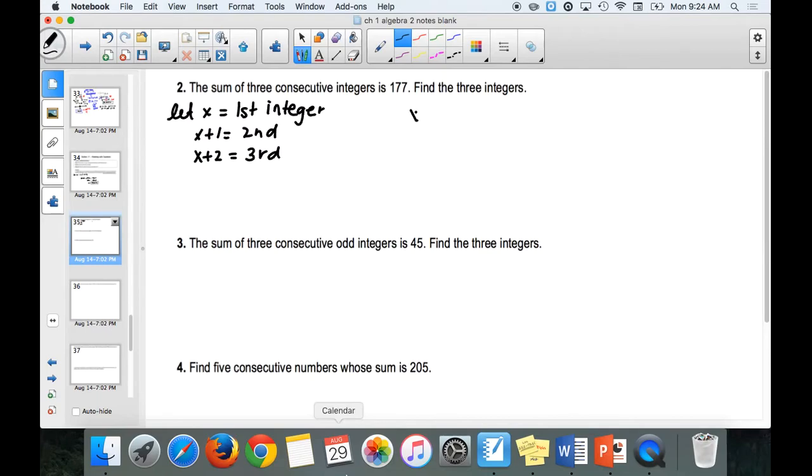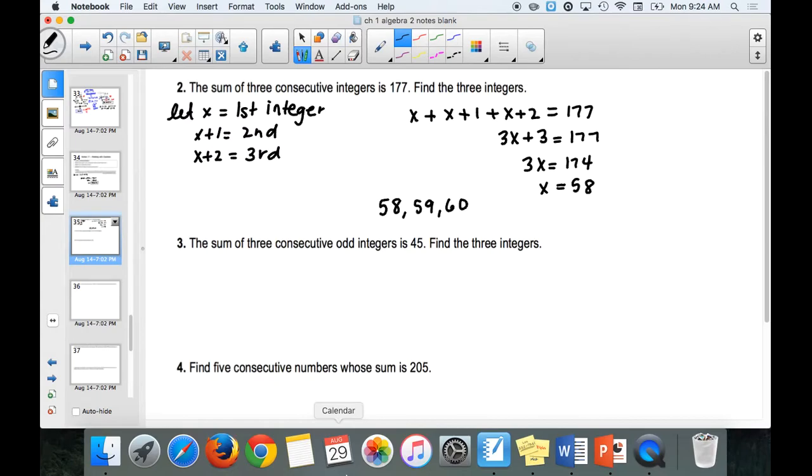All right, so when we add those integers together, we have x was the first one, x plus 1 is the second, and x plus 2 is the third integer. And we get a total of 177. Have you guys all done this before? Yeah. So we end up getting 3x plus 3 equals 177. I subtract the 3 and get 174. So when you do 174 divided by 3, you get 58. So that means your three integers are 58, 59, and 60.